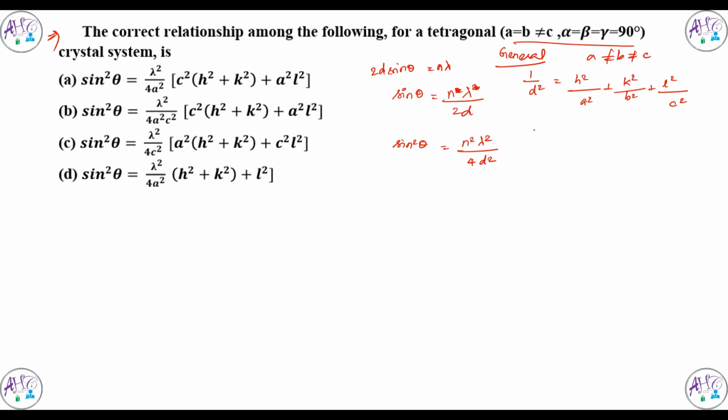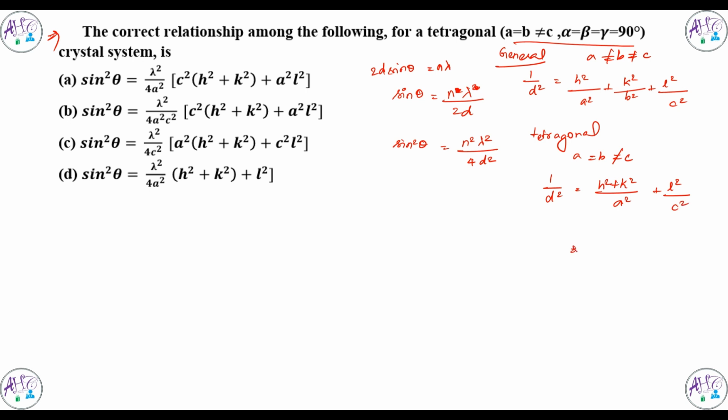Okay, but what have they given in this question? They have said it is going to be a tetragonal structure. So what is the tetragonal condition? A and B are going to be equal, but C is not going to be equal. So your 1 by d square value is going to be written as h square plus k square by a square plus l square by c square.